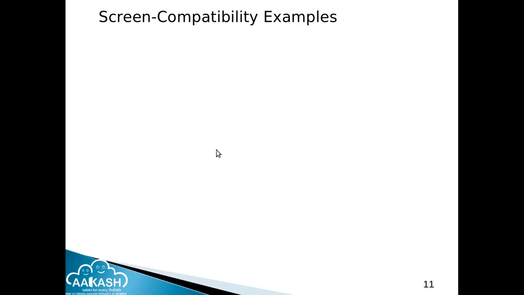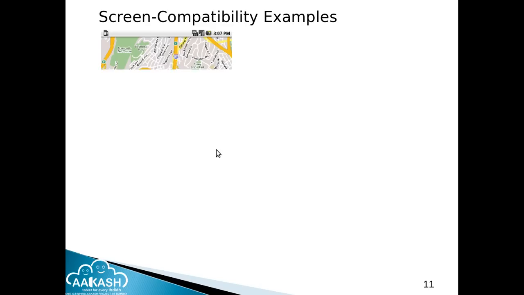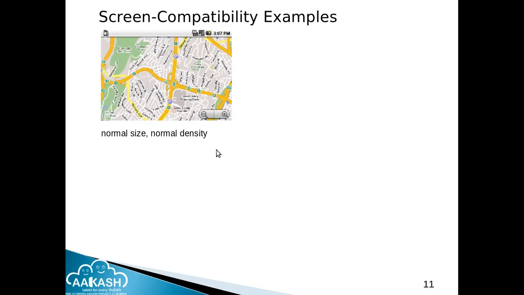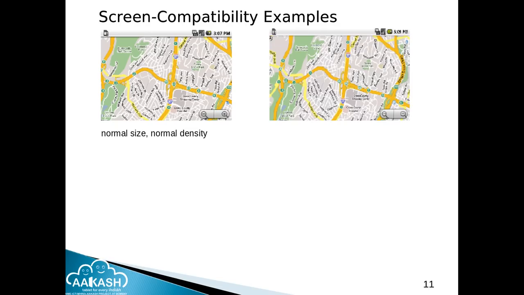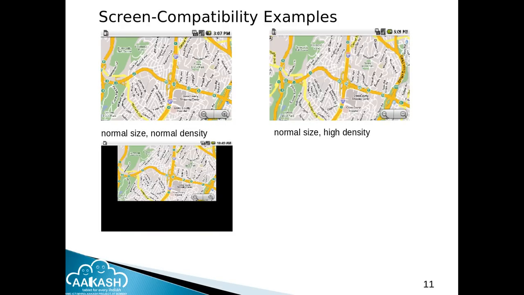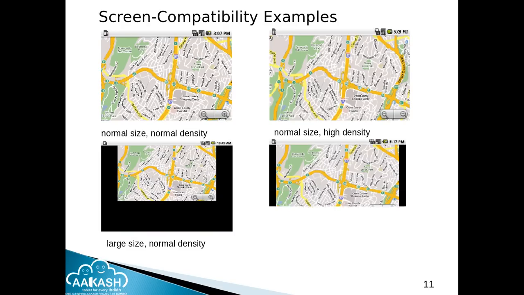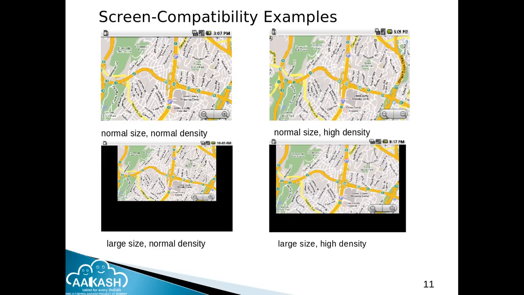Now a screen compatibility example. The first image has normal size and normal density. Normal size means the layout size is normal, and normal density means the application or image is of normal density. The second image has normal size and high density, meaning the layout size is normal and the application is of high density. The third image is of large size and normal density, and the fourth image is of large size and high density.